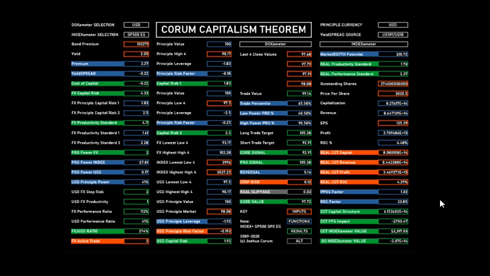So that's Quorum Capitalism Theorem for Ometer and Indexometer. That's the CIS Trading Dollar Index profile and the S&P 500 Index profile based on Quorum Capitalism Theorem and the pro trading philosophy.